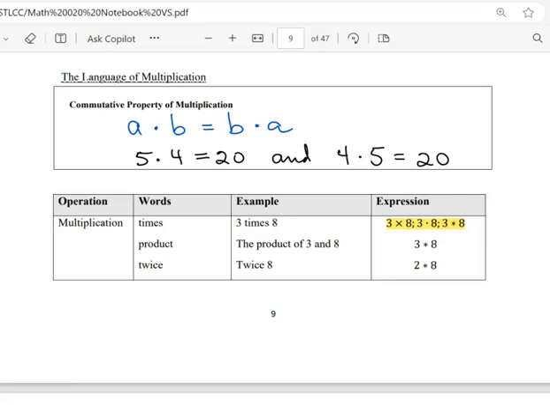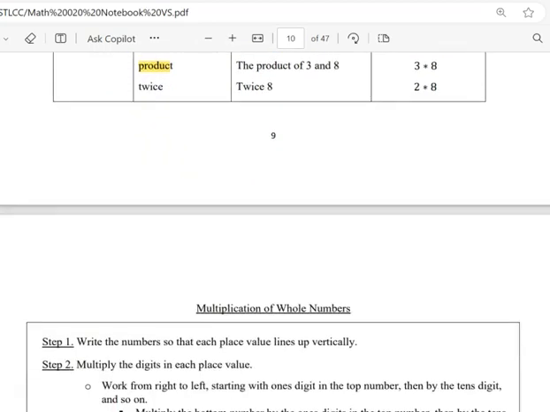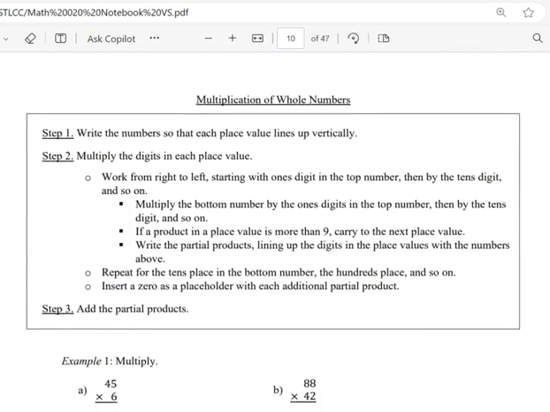They all mean multiplication. Then the next important part that I want to highlight is the name of the result of multiplication. We call it a product. So when I say the product of 3 and 8, I mean multiply 3 times 8. And then there is a really special word for multiplication, which is twice. So if I say twice 8 or double 8, it means you're multiplying by 2, only by 2. So that's a very special number.